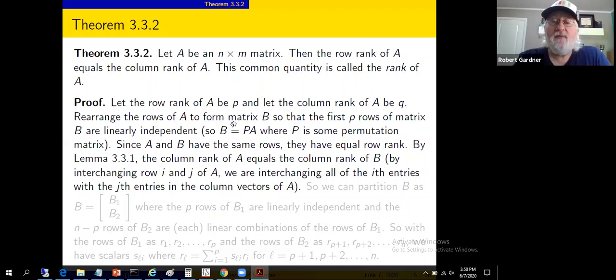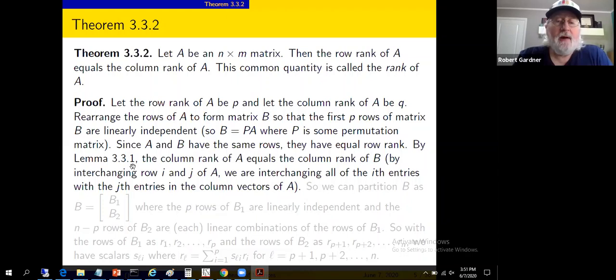Take P of the linearly independent rows of A and make them the first P rows of matrix B. Then push the remaining n minus P rows of A to the bottom of B. So we're keeping the same rows, we're just putting the linearly independent ones at the top. By the way, there's a permutation matrix P that would allow us to permute around those rows. We're just moving the rows of A around, which is not going to affect anything in terms of row spaces. A and B have the same rows, so they have equal row rank.